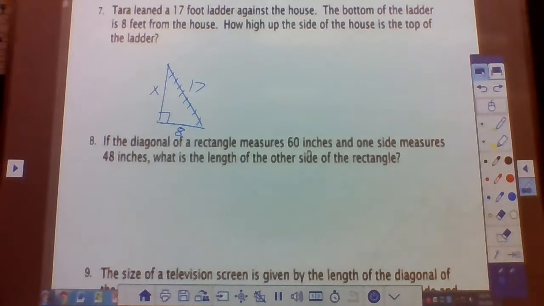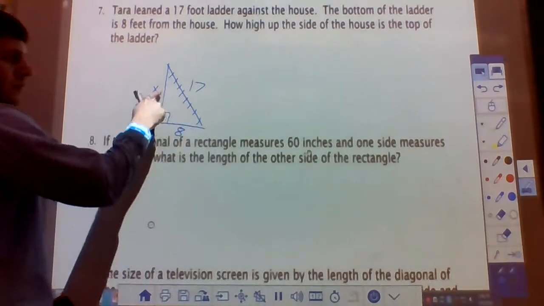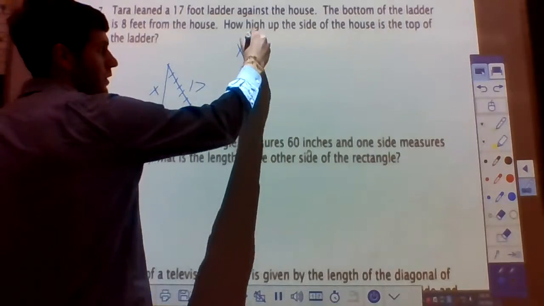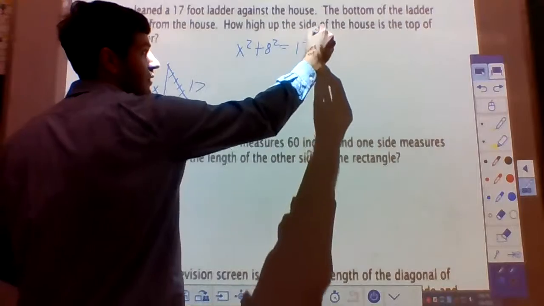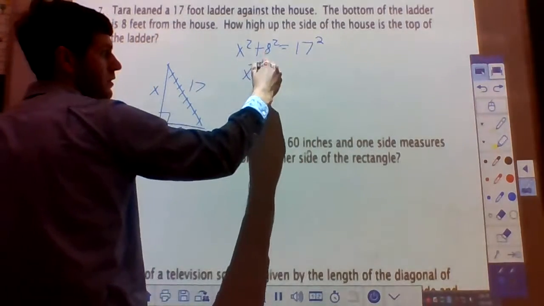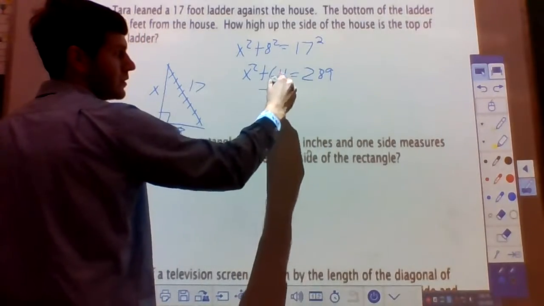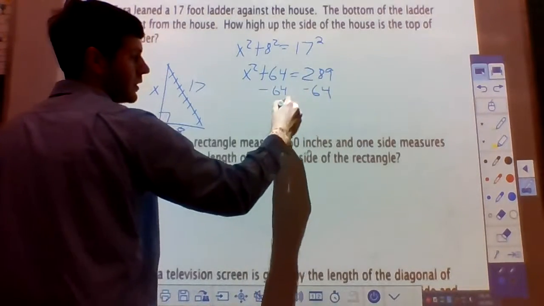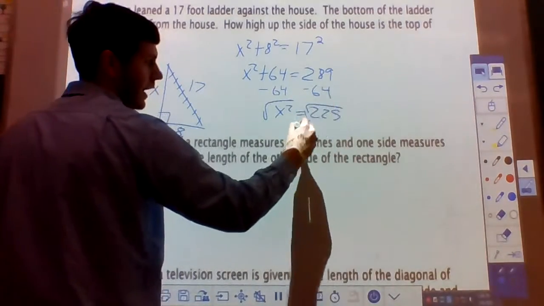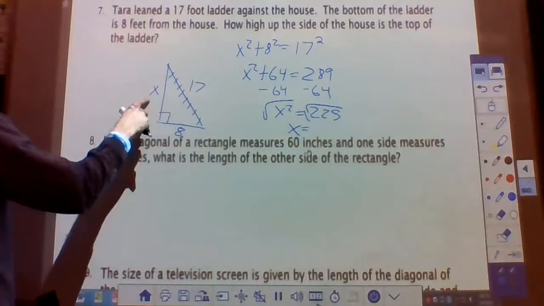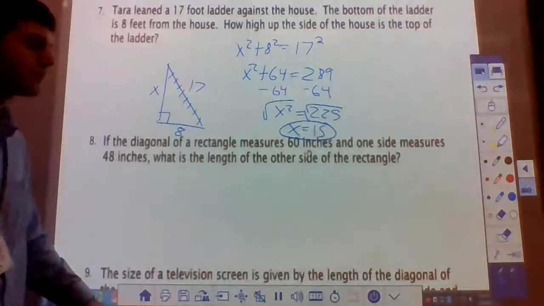Okay, so a squared plus b squared equals c squared. So the two legs of our triangle are x and 8. So we're going to do x squared plus 8 squared, and that's going to be equal to the hypotenuse squared. Okay, so we have x squared plus 64 equals 289. We subtract 64 from both sides. We get x squared equals 225. We take the square root of both sides. X equals plus or minus 15, but we can't have a negative length, so it's just going to be positive 15. Okay.